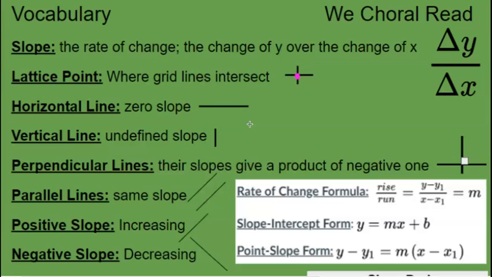Perpendicular lines, their slopes give a product of -1. Parallel lines, same slope. Positive slope, increasing. Negative slope, decreasing. Here are some important formulas for you to have on your formula chart. There's rate of change, slope-intercept, and point-slope forms.